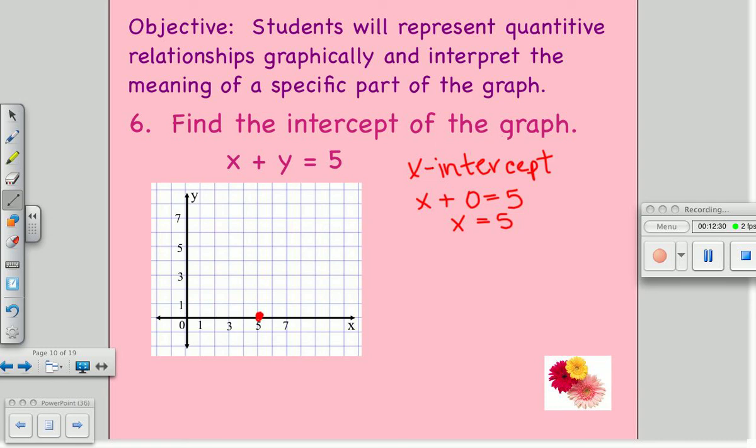So I'm graphing that. And now let's find the y-intercept. To find the y-intercept, we're going to make x 0. So 0 plus y equals 5. 0 plus y, if you're not adding anything to y, then it's just y. So the y-intercept is 5. So there's our line for this graph. There you go. Okay? That was an easy one.